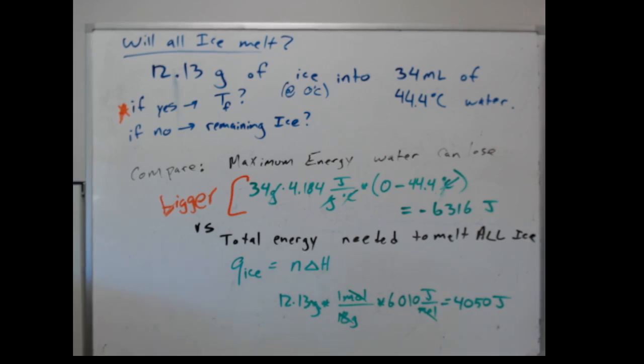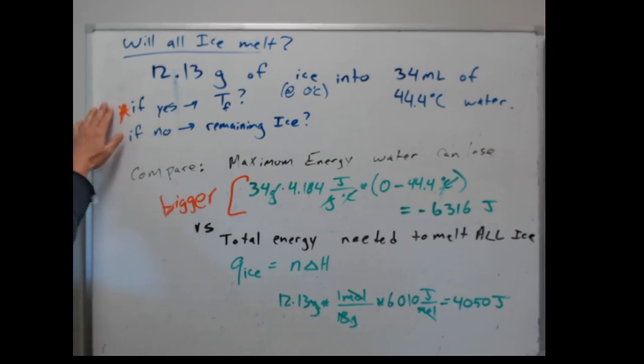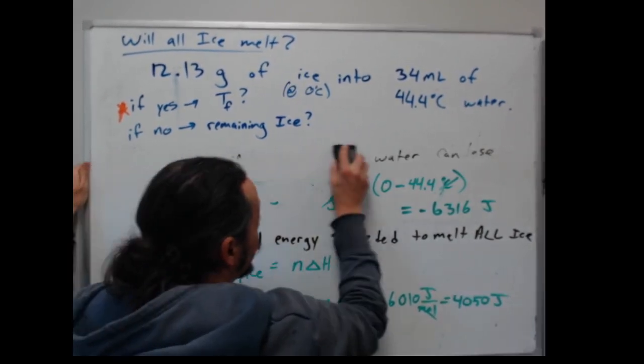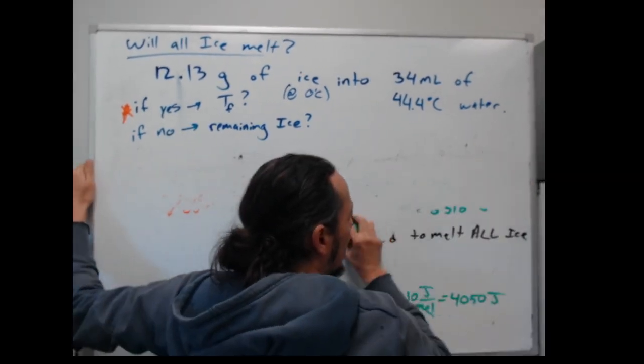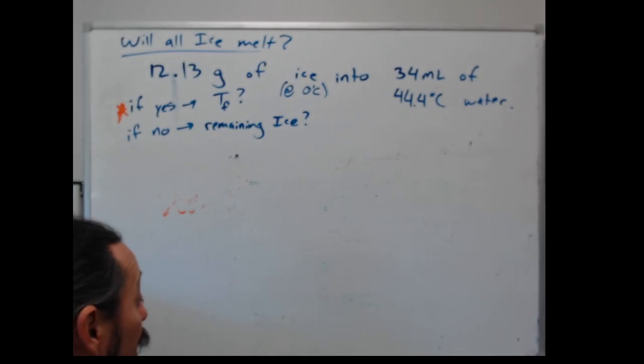So after I finish this problem, we'll do more melting ice problems, because that's again where it starts to get tricky. So we figured out that all of the ice is going to melt, and so we need to figure out a final temperature associated with it. So I'm going to erase my compare stuff. And you can also start paying attention to this part.